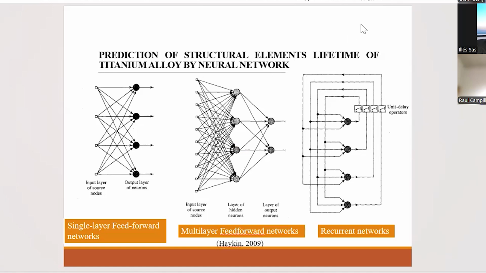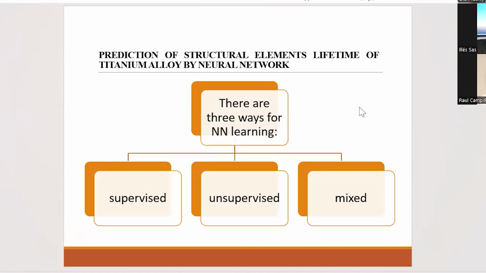In general, the following architectures are being used. We have a single-layer feed-forward network, which has input and output. We have a multi-layer feed-forward network, or MLP, multi-layer perceptron, which has an input layer, one or more hidden layers, and an output layer. And we have also recurrent neural networks, in which some outputs are given as an input to the model. In general, one distinguishes three ways of neural network learning: supervised, unsupervised, and mixed.